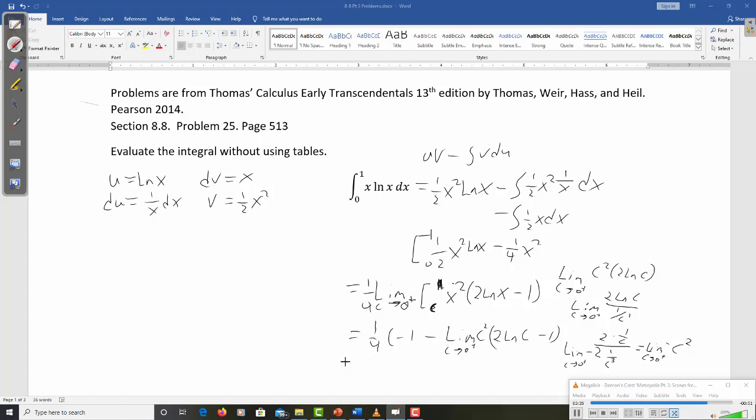Negative 1 times 1/4 is negative 1/4. And there's the integral. Took us a little bit to evaluate this part because of the non-obvious nature of what the limit was going to be. But we got there.